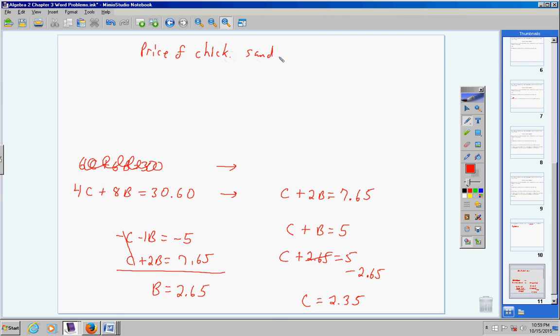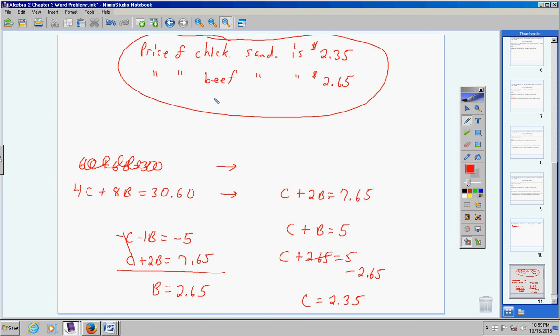sandwich is $2.35, because C equals $2.35. C stood for price of chicken sandwich. Price of beef sandwich is $2.65. And you know what? You're finished.